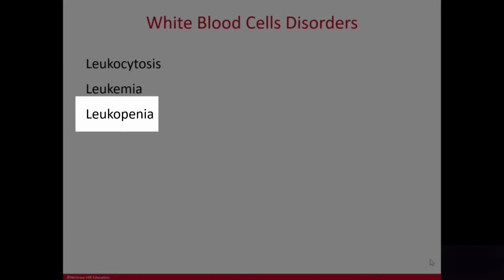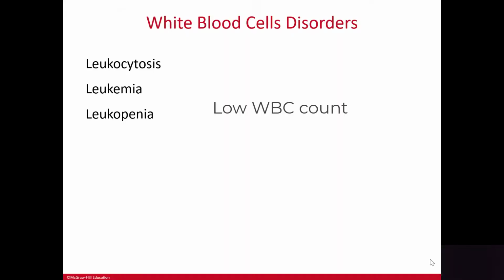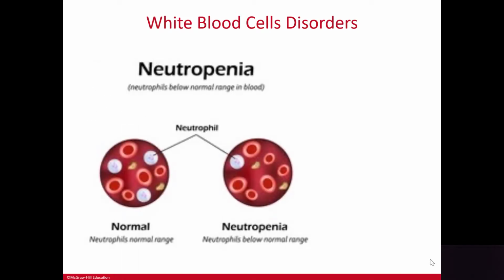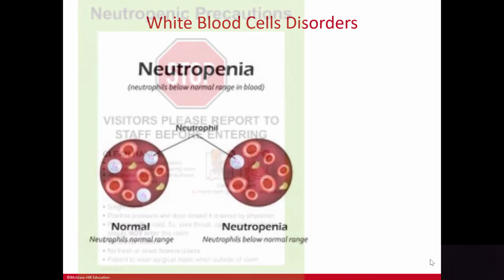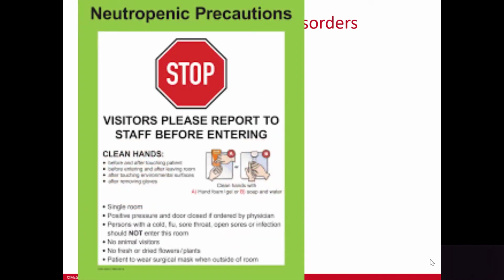Leukopenia is the opposite condition. Here, the number of white cells is too low. The ending penia means deficiency. An abnormally low white count can be caused by certain medications, especially chemotherapy. Neutropenia is a deficiency of neutrophils specifically. This is especially dangerous because neutrophils are responsible for the body's ability to fight infection. You may see hospital patients on neutropenic precautions if their neutrophil levels are very low and they are immunocompromised. The patient must be protected from infection because they are especially vulnerable.